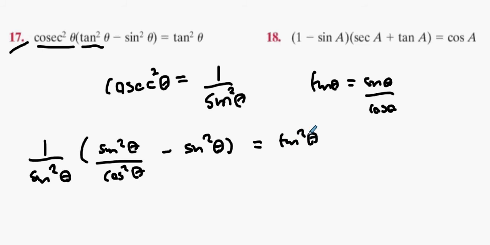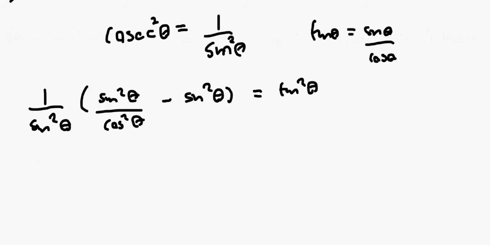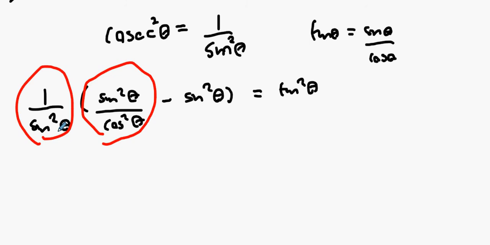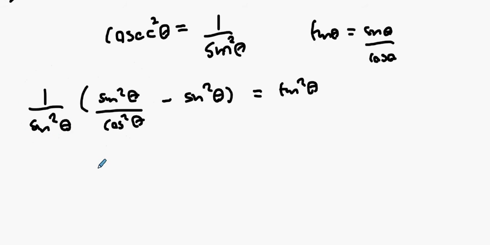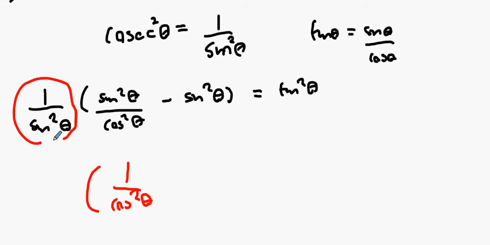So I'm going to see what happens here. I'm going to multiply this one by this one. When I multiply the two of them, the sine squared theta will cancel off, leaving behind 1 over cos squared theta. I'm happy enough with that. Next thing we're looking at is 1 over sine squared theta multiplied by minus sine squared theta. And once again, the sine squared thetas would cancel off, just leaving minus 1.